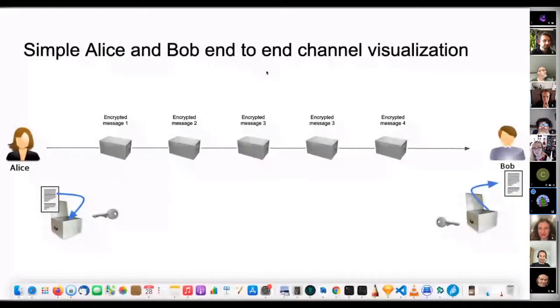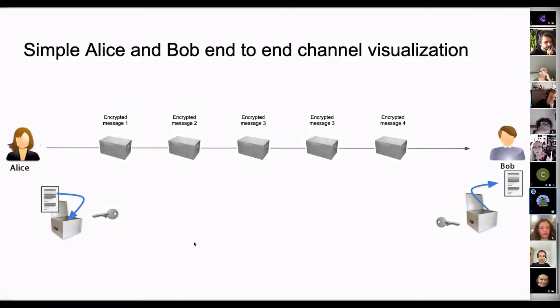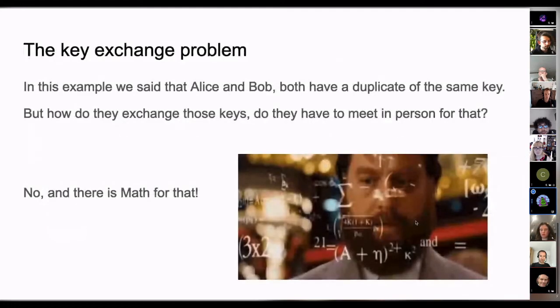Okay. So basically, Alice has something to write. You put it in the box, you send it. There is one thing interesting to see here. It's the key. We both have the same key. It's problematic. How do we do that? Because we would have to meet in person to exchange the key. It's annoying, and I have to talk about that right now because it's an important thing to understand. It's called the key exchange problem. Alice and Bob both have a duplicate key, but how do they do that without meeting in person?